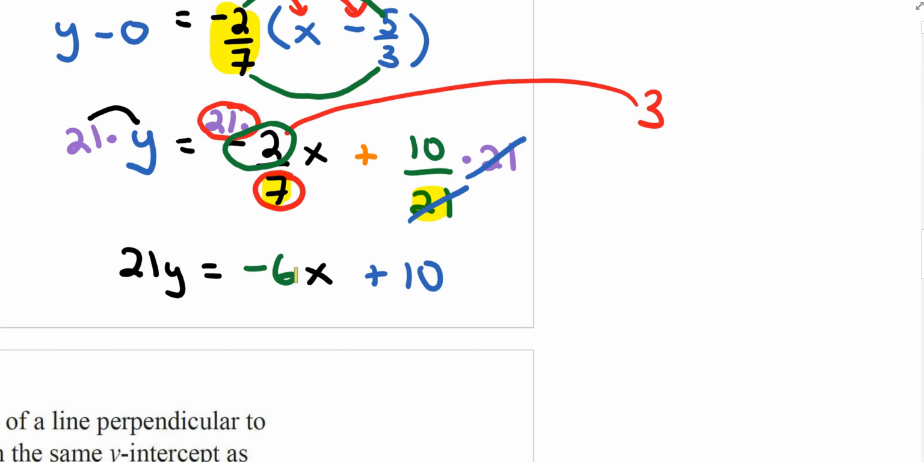And finally, the last step you have to do here is you take your negative 6x and you bring it over. So that's going to become positive 6x plus 21y equals 10, and that's your final answer there.